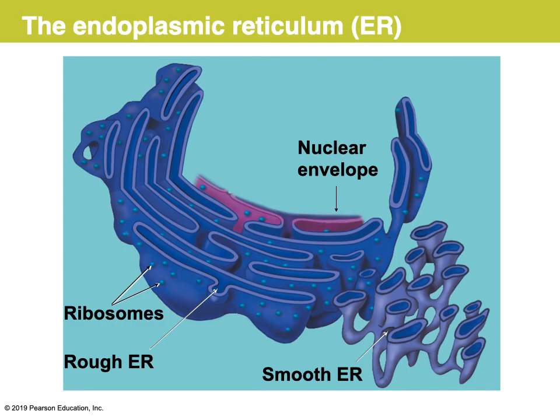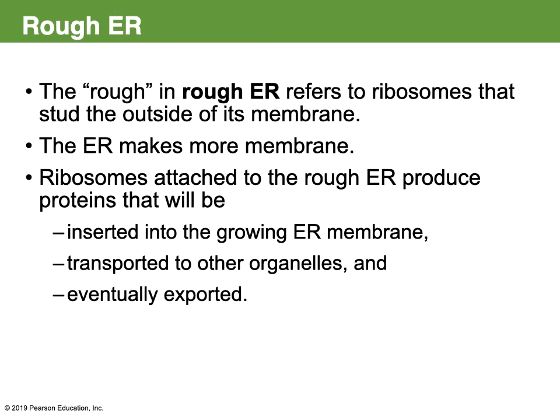And again, it's composed of interconnected rough and smooth ER, which have different structures and functions. So looking at this here, you can see some of the ER there has little studs on it, right? Those are the ribosomes. And then you have some ER that is smooth. It doesn't have anything on it. Well, the rough in rough ER refers to ribosomes, right? So rough, R for rough, R for ribosome. The rough stands for ribosomes that are studding the outside of the membrane.